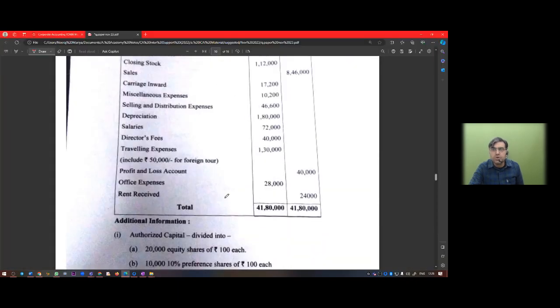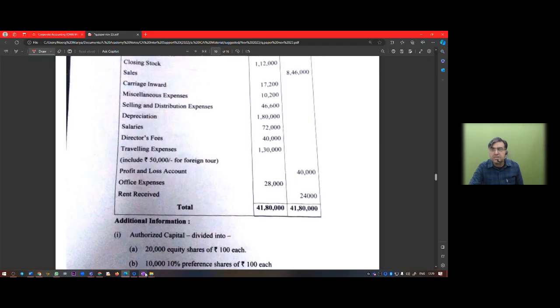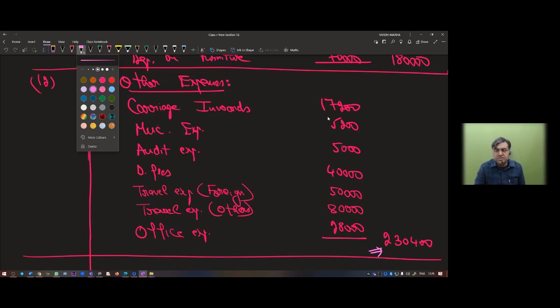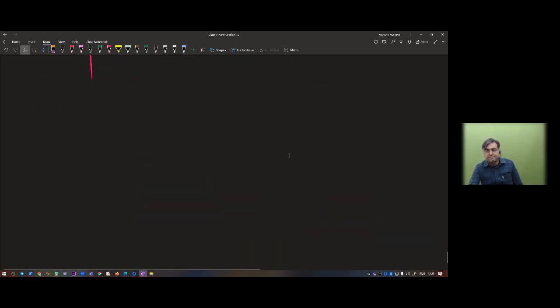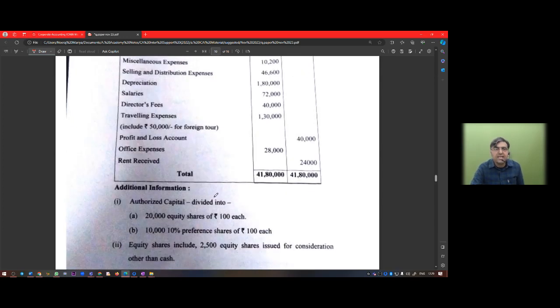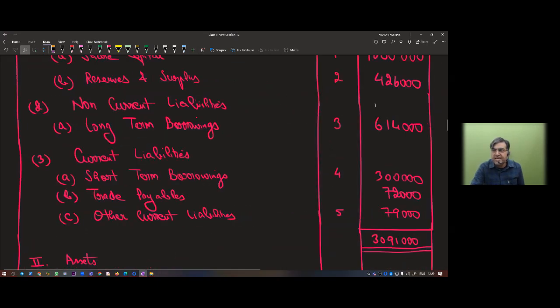Compare it. 17,200, 10,200. Next is 46,600 selling and distribution. That is missing. There is one another item that is missing, selling and distribution. Selling and distribution is missing. Now, let's at least try now. Make this much effort and then we'll revise it again.